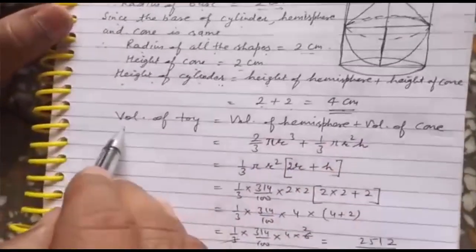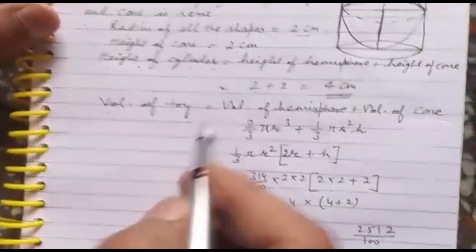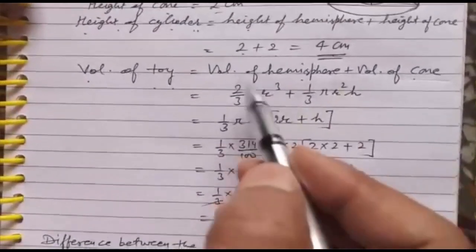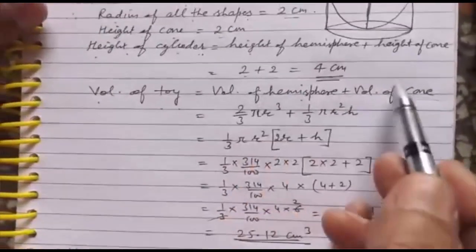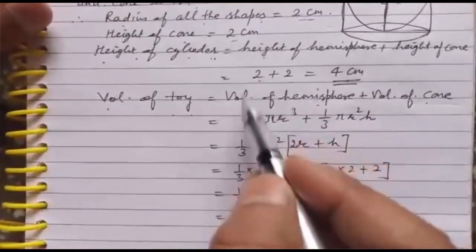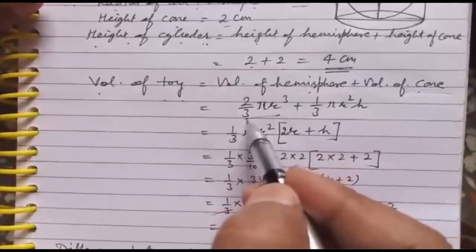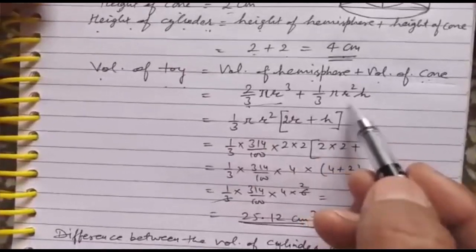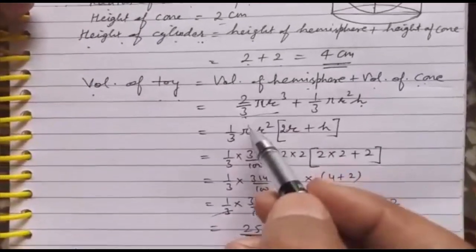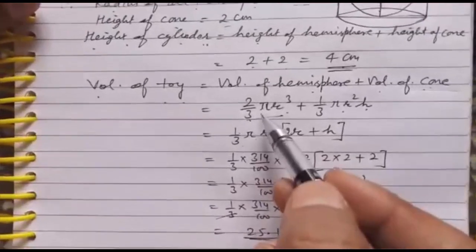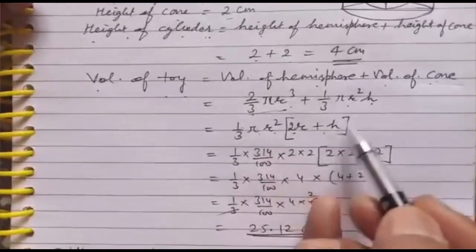Now firstly we need to find the volume of the toy. The toy is a combination of hemisphere and cone. So we have to add the volume of hemisphere and volume of cone. The formula to find the volume of hemisphere is 2 upon 3 pi r cube, and the formula to find volume of cone is 1 by 3 pi r square h. Taking 1 by 3 pi r square common from these two, we will get 2r plus h.